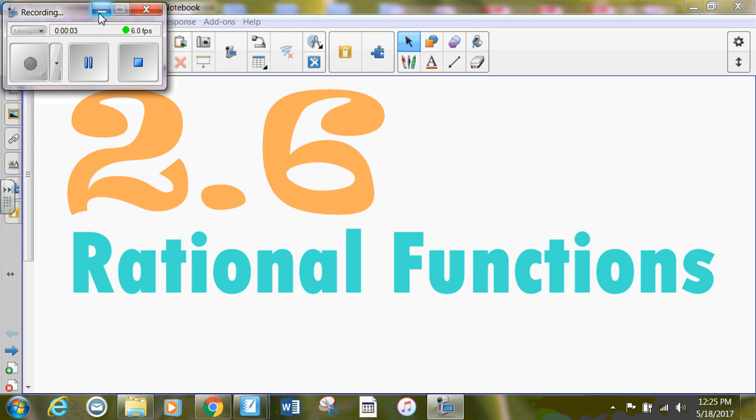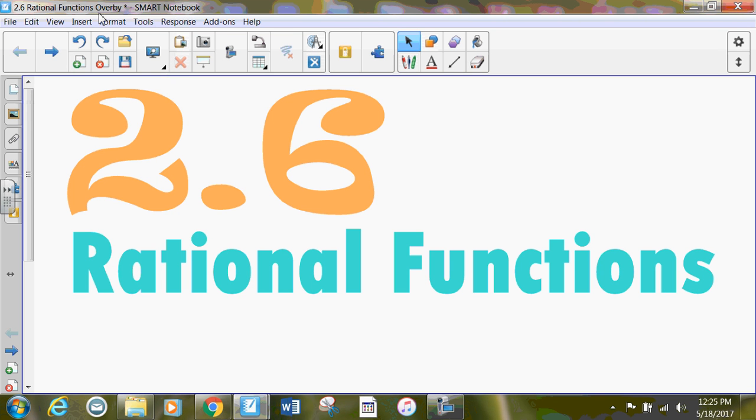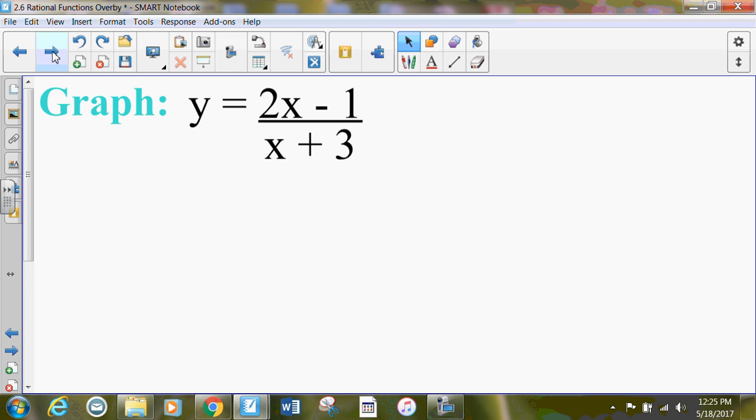Okay, let's start with 2.6, rational functions. Of course, we know that a rational number is a number that can be represented as a fraction. And so a rational function is going to be a function that is in fractional form. Okay, so we want to graph this.